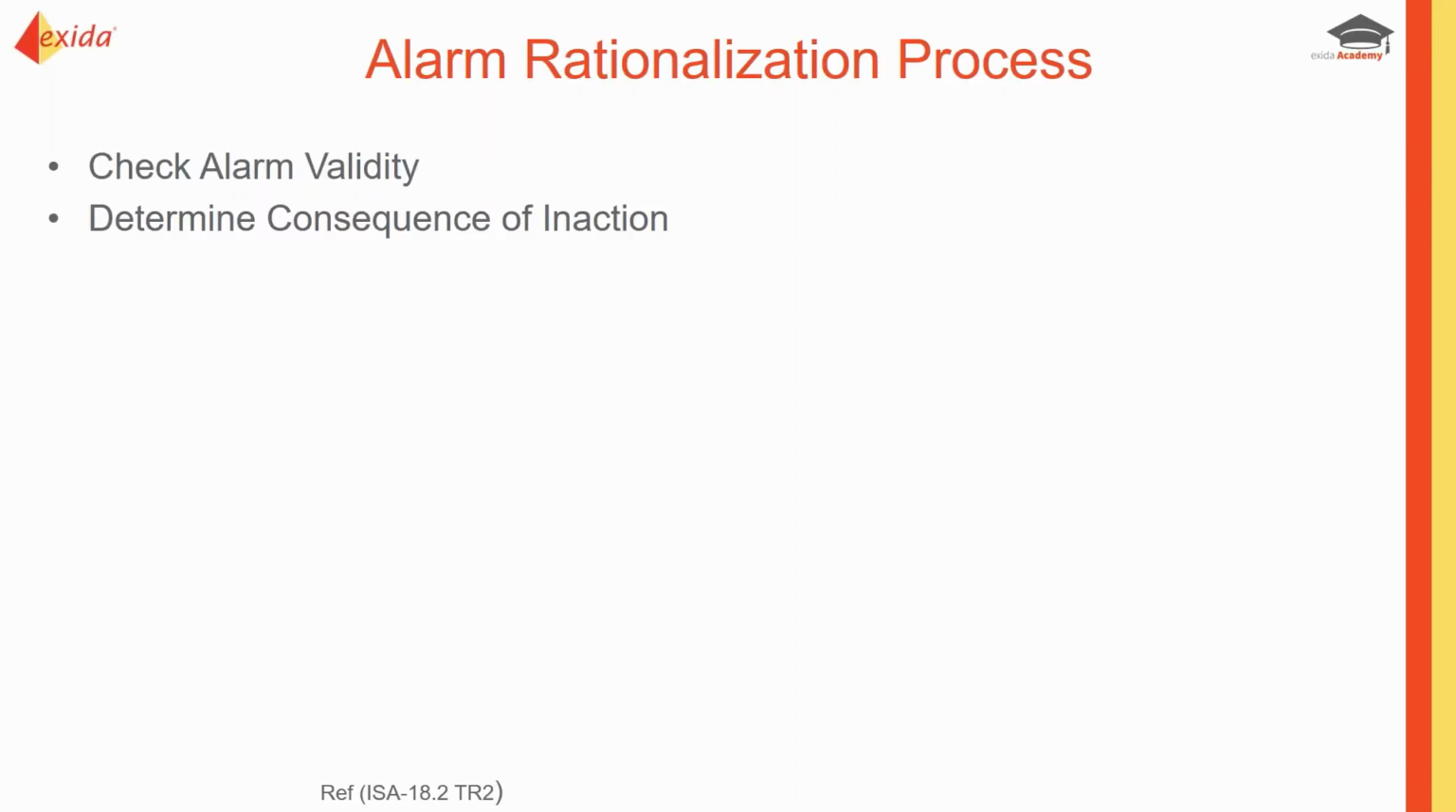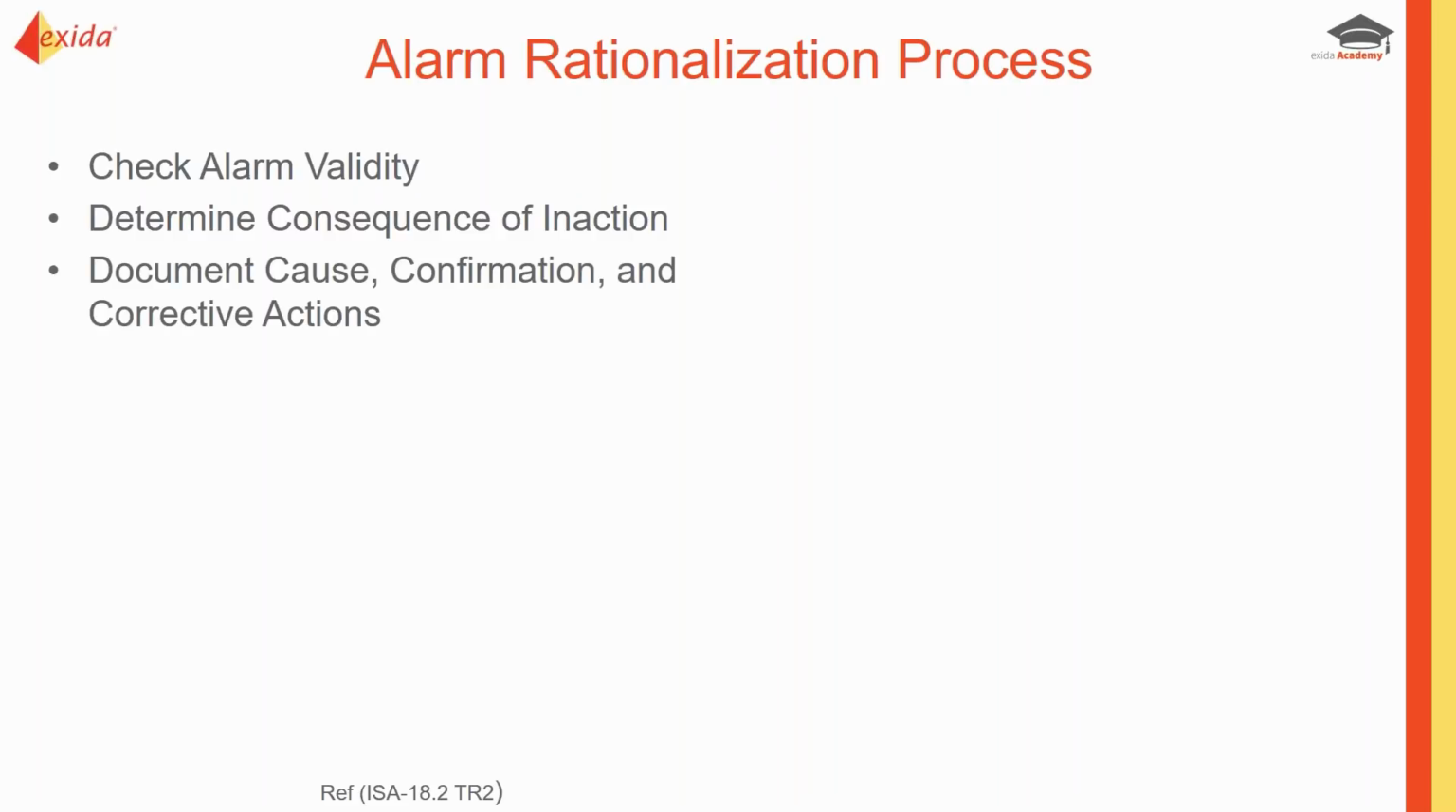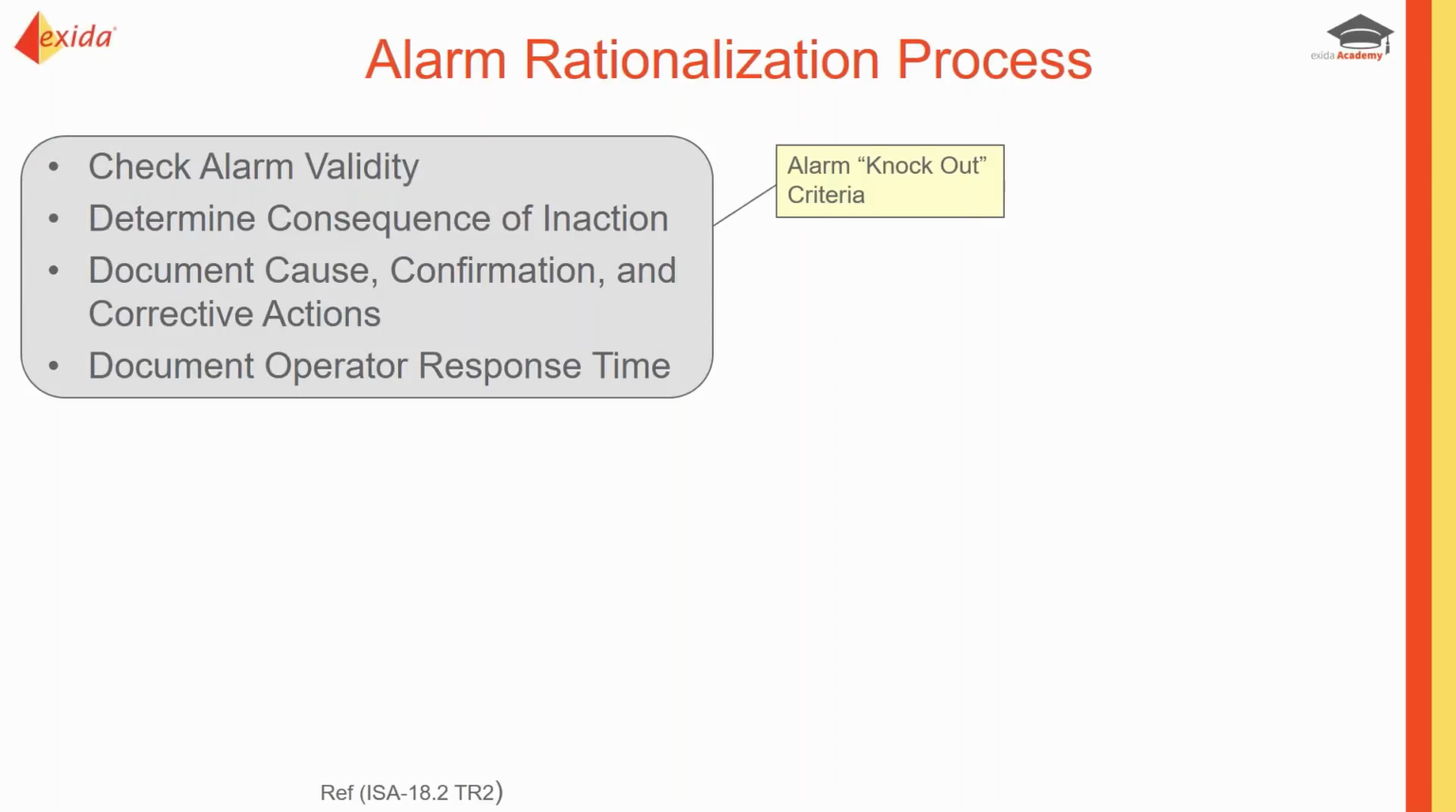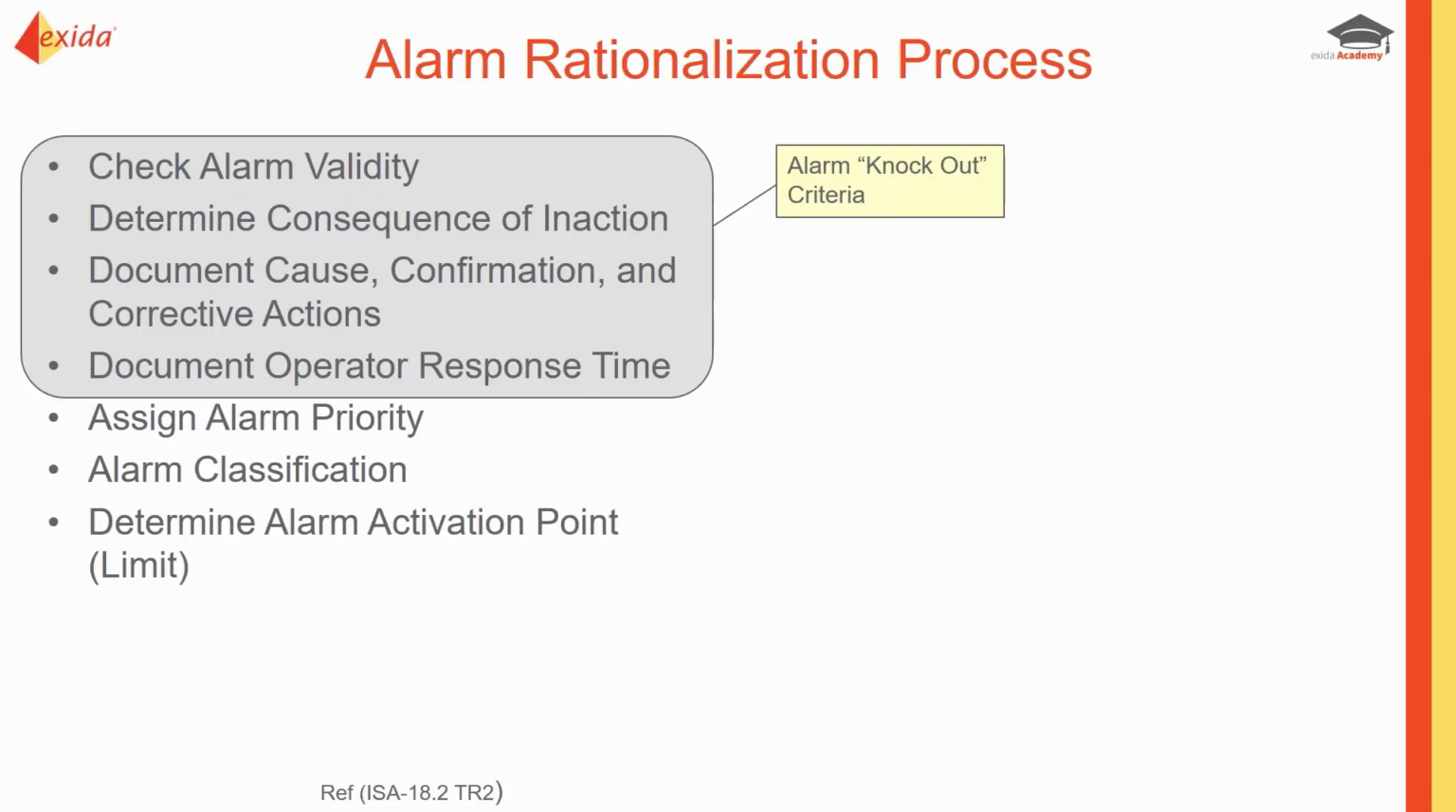Additionally, we look at what's the consequence if the operator doesn't respond, what are the likely causes of the alarm, what are the corrective actions that the operator should take when the alarm occurs. We estimate the amount of time that's available for the operator to respond. Those are the first things that we do during rationalization because that helps us identify alarms that don't belong. And then we continue with assigning the alarm priority based on whatever methodology is defined in the philosophy, assigning the alarm class or classification, reviewing or adjusting the alarm set point. Again, that can address performance issues like stale alarms, for example, if the alarm set point is incorrect.